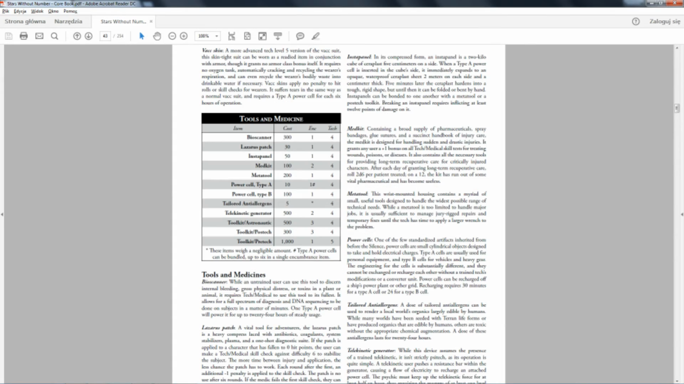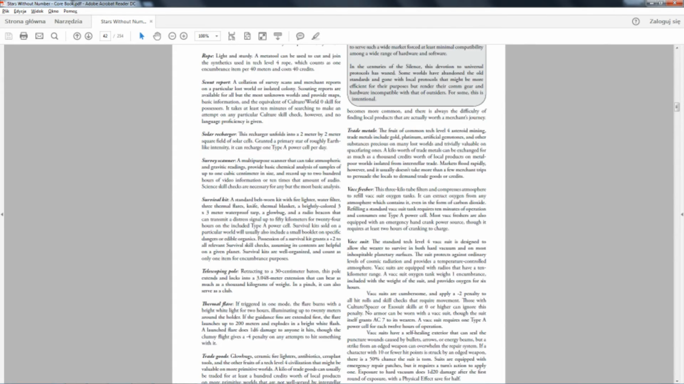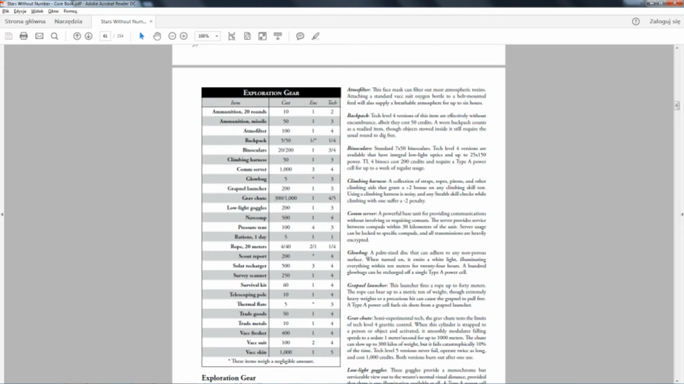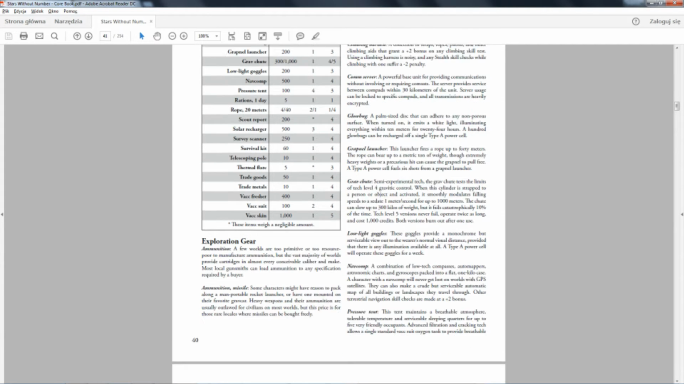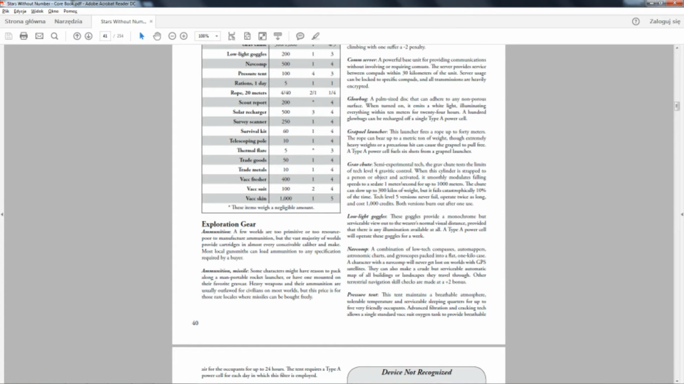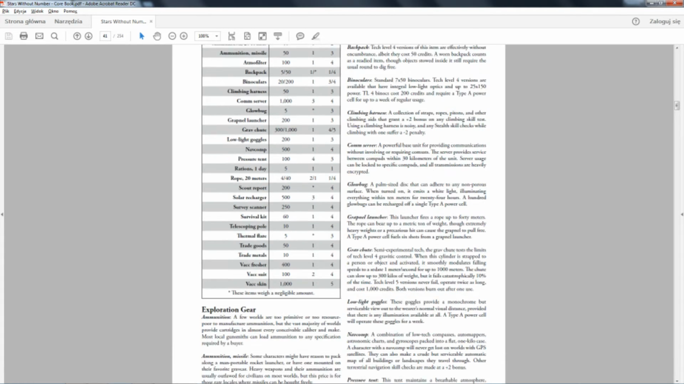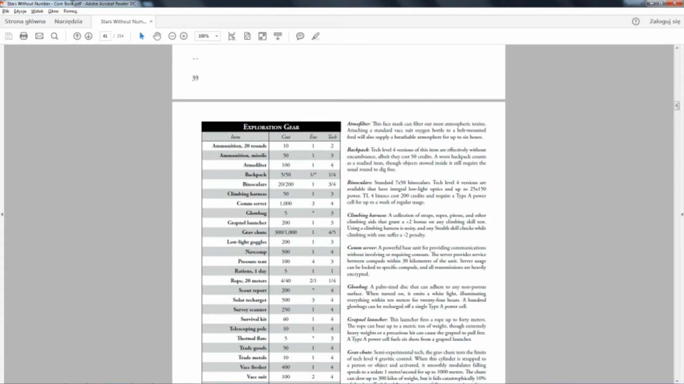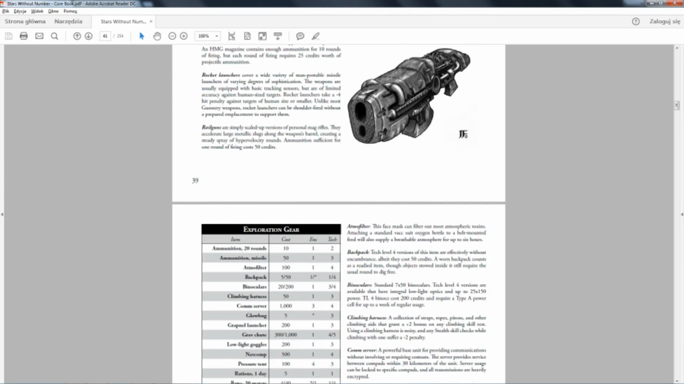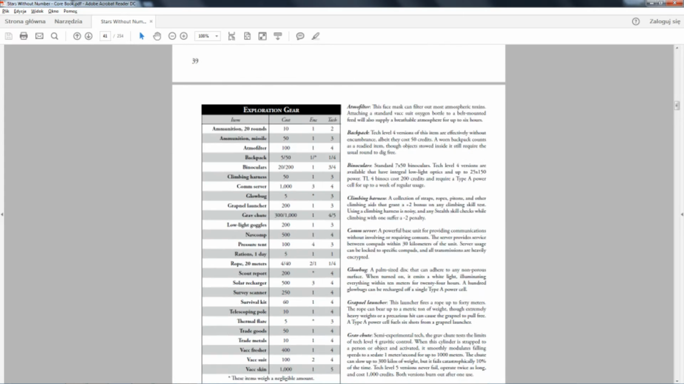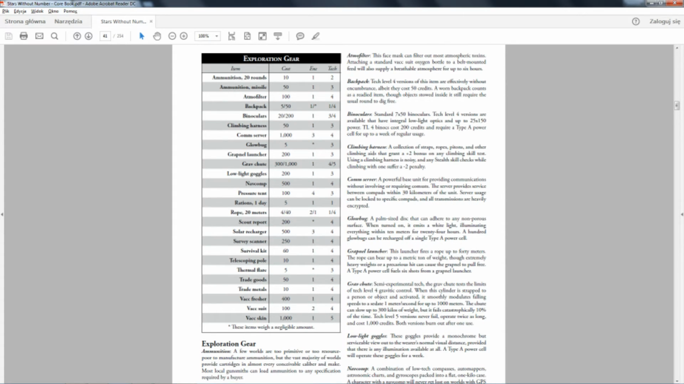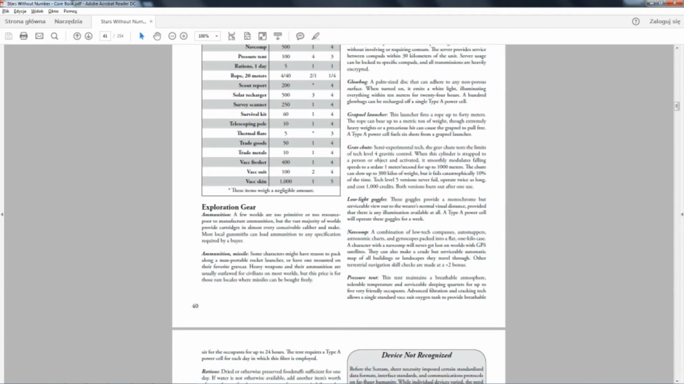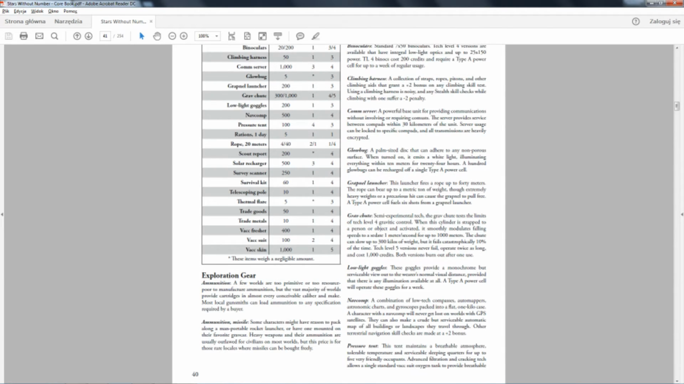Interesting, I cannot seem to find it. But I'm gonna believe you that there is. Low light goggles or something else. Okay, I'm gonna believe that night vision goggles are a thing and are worth 200. I thought they were. I have to go check now. I mean, I look at exploration gear, page 40 and 41 in the PDF.